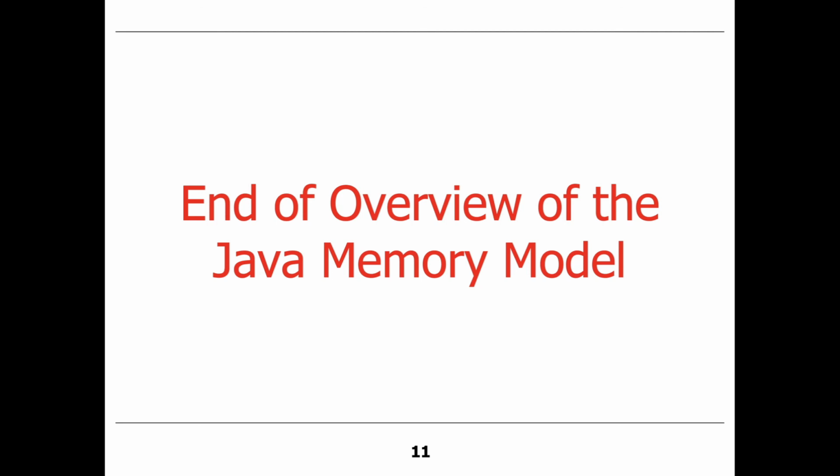So that's the end of a quick overview of the Java memory model. That's mostly there just for completeness. You won't really be expected to know much about the Java memory model other than to know that without putting in synchronizers, having multiple threads run and access unprotected shared mutable state or shared mutable data is the root of all evil in concurrent programs.